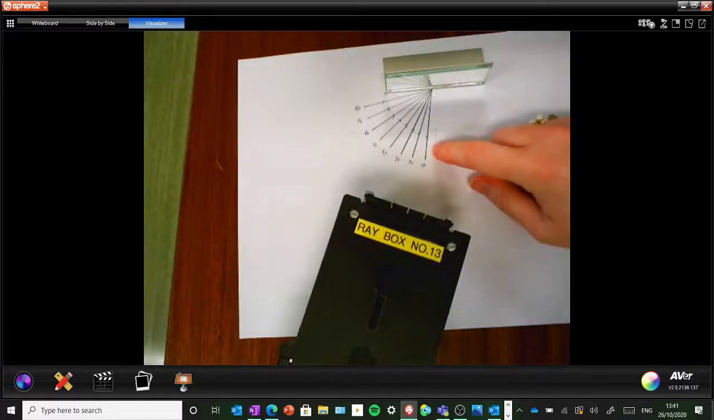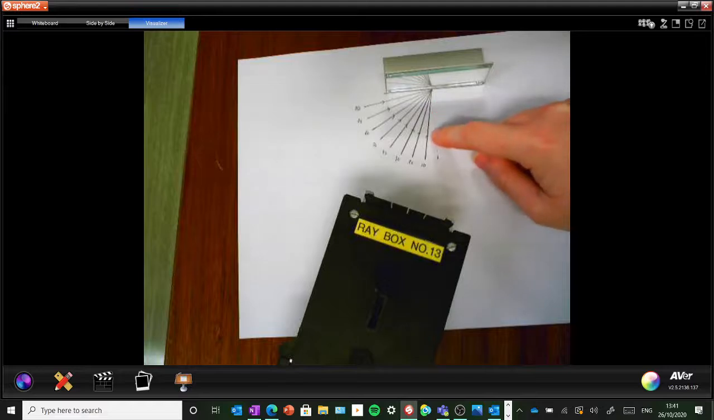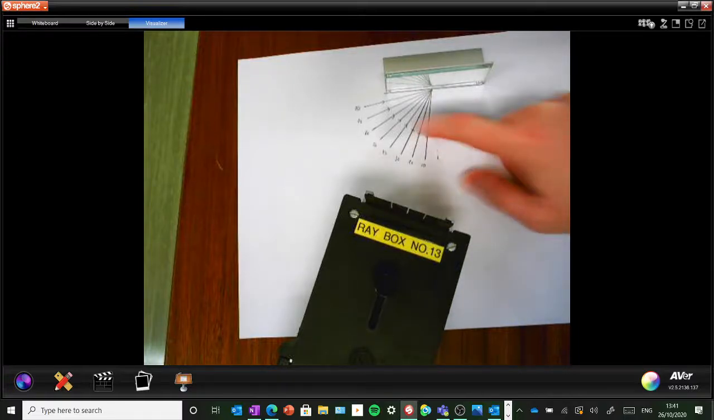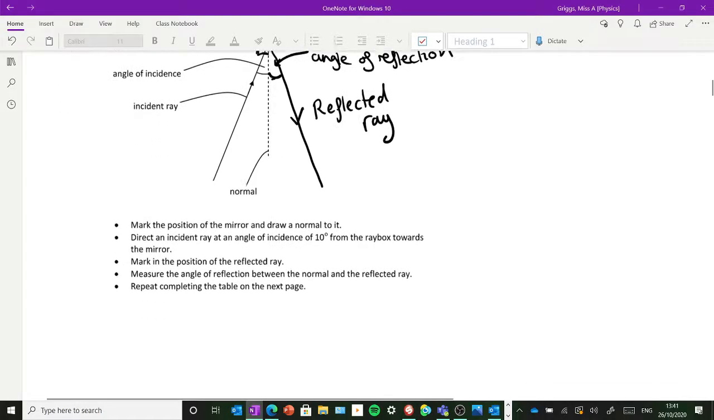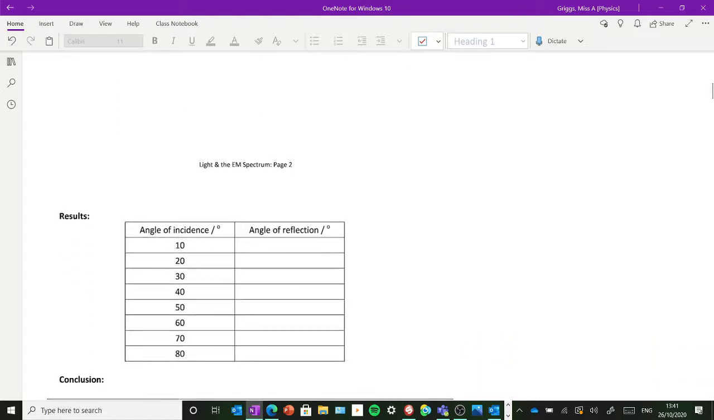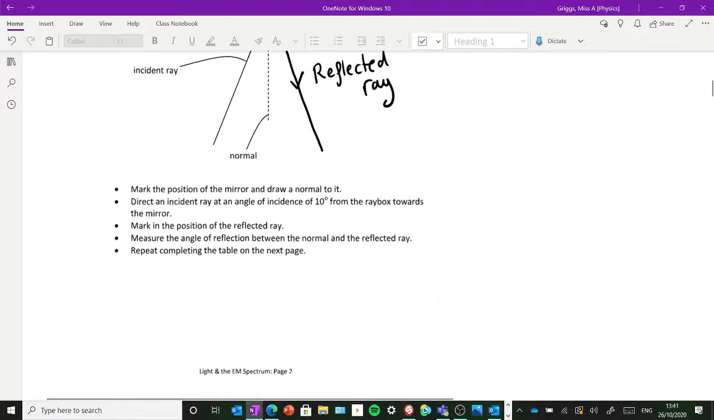You've got different angles. This is 10 degrees, that angle of incidence, so between the normal and the incident ray, that one is 10 degrees. That's 20 degrees to the normal, that's 30 degrees to the normal, 40 degrees, etc. If we go back to our booklet, we can see that we want to measure the angle of reflection at different angles of incidence.